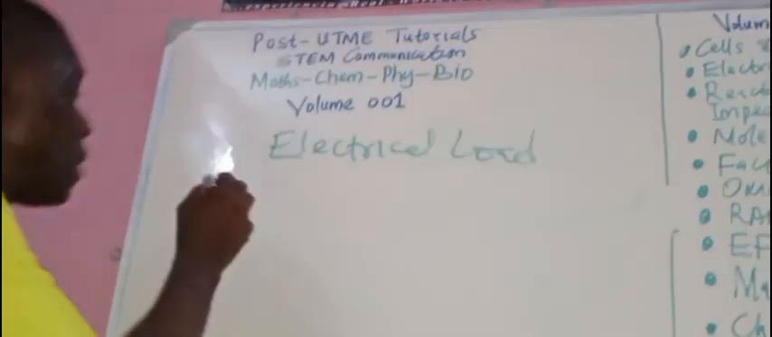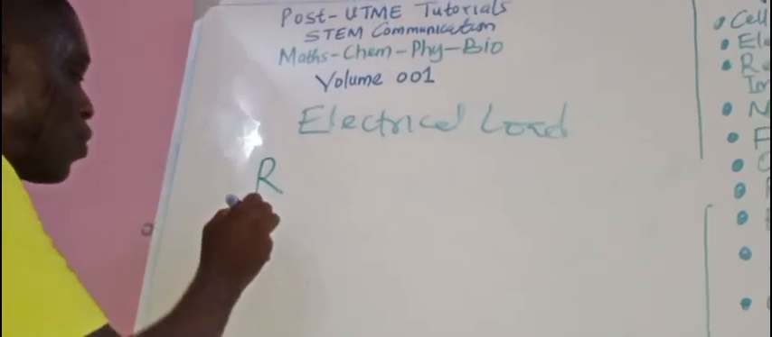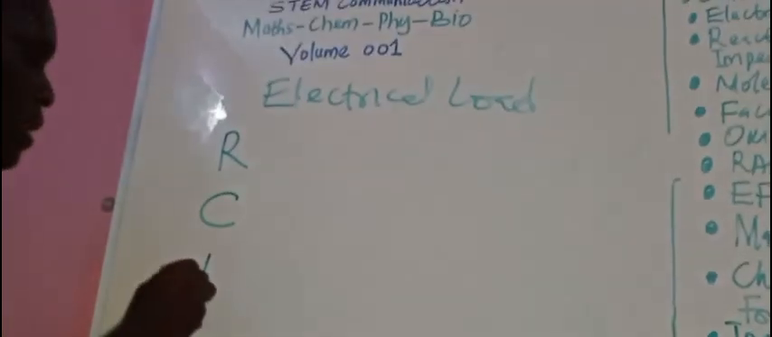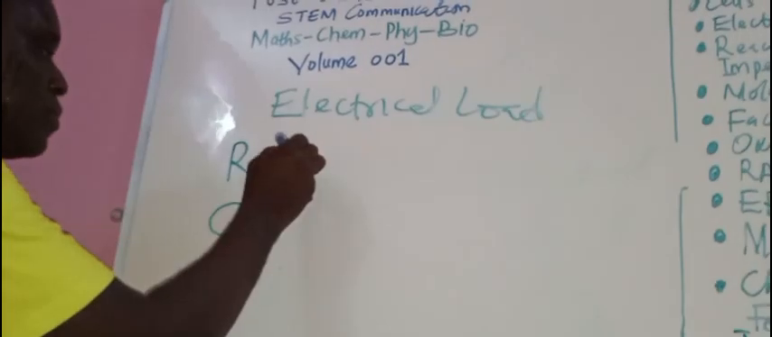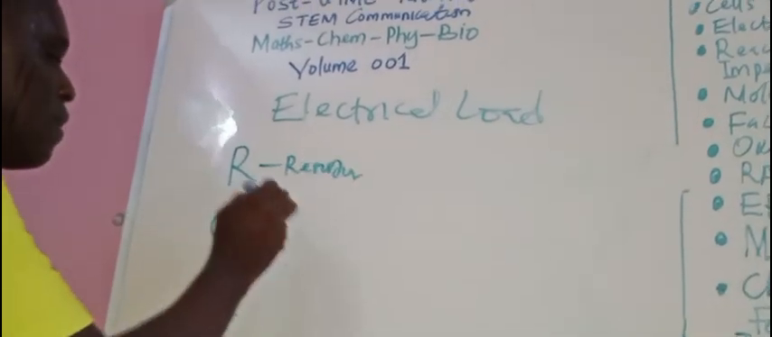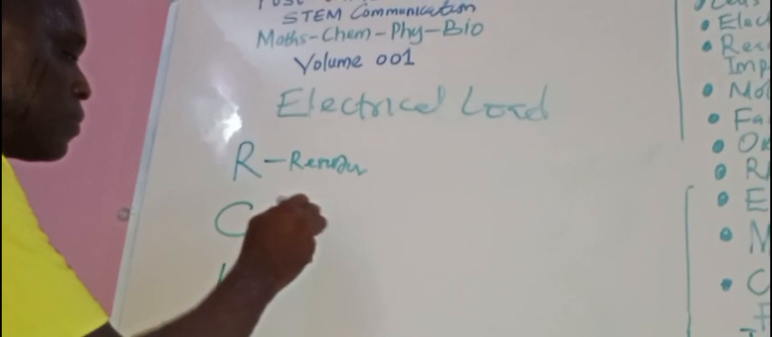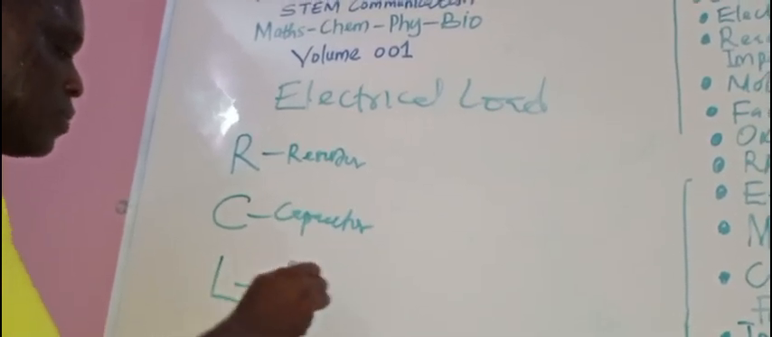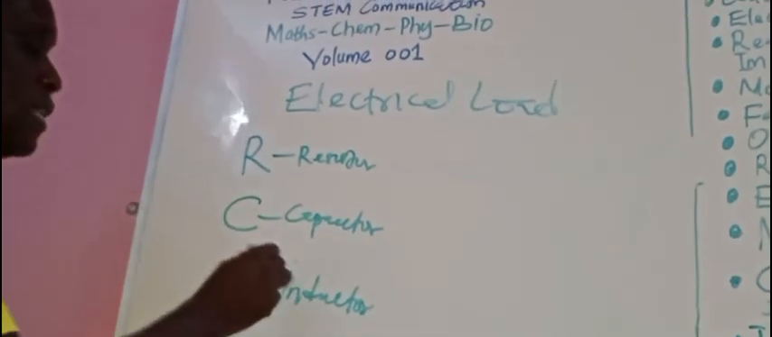Now, fundamentally, there are some elements inside these gadgets that are really the load, that contribute to the load. We have three of them. We have resistors, we have capacitor C, and we have inductor L. This is resistor, we have capacitor, and we have inductor. Each of these responds differently to current flow.